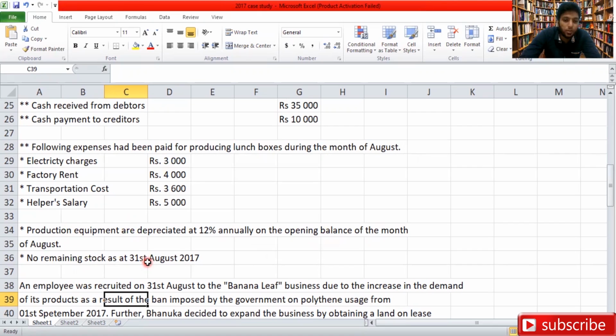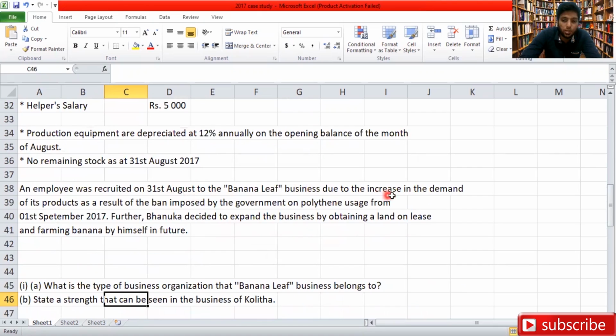An employee was recruited on 31st August to the Banana Leaf business due to the increase in demand for its product as a result of the ban imposed by the government on polythene usage from 1st September 2017. So there are two things which happened that month. They have recruited an employee because they think demand for the product has increased. And second, the government has imposed a ban on polythene bags. Further, Banuka decided to expand the business by obtaining land on lease and farming bananas himself in future. So he thought of growing bananas in future rather than Kolita doing the banana business, but he just wanted to do his own business rather than only selling lunch boxes. That's what we can conclude from this.